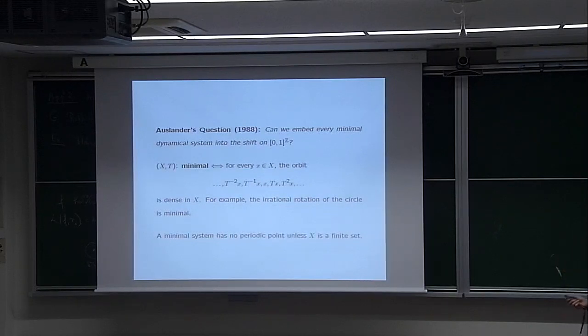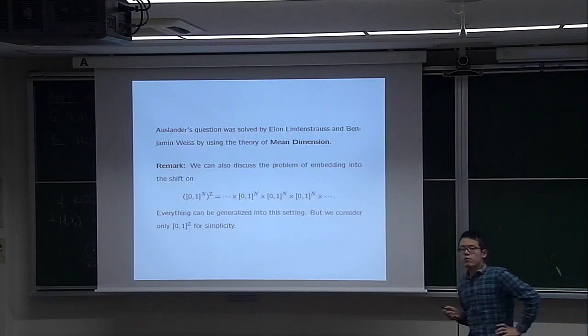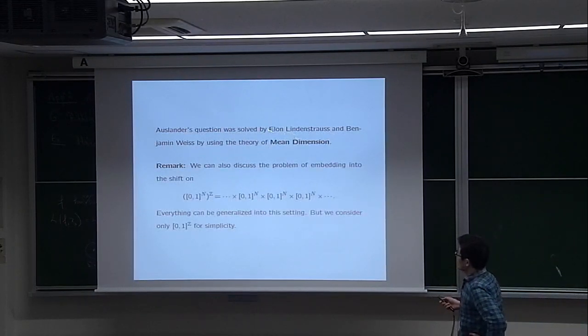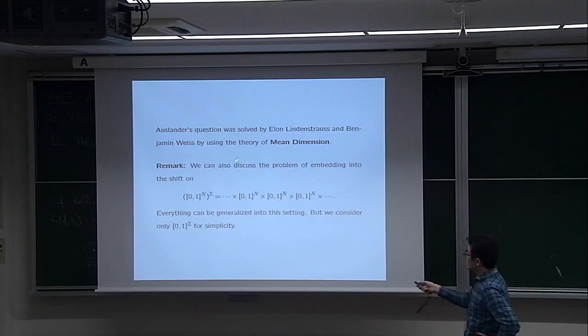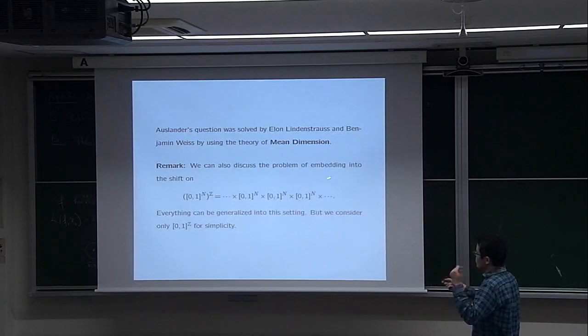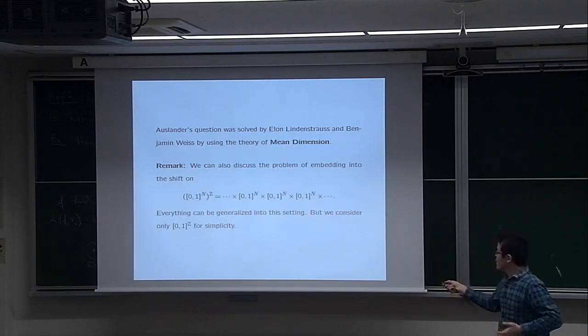Do you understand this question? And this Auslander's question was solved by Elon Lindenstrauss and Benjamin Weiss by using the theory of mean dimension. And here's one remark. We can also discuss the problem of embedding of a dynamical system into the shift on the infinite product of n-dimensional cube. Everything can be generalized into this setting without any difficulty, but just for simplicity of notation, I consider the case of n equal 1 today in this talk.